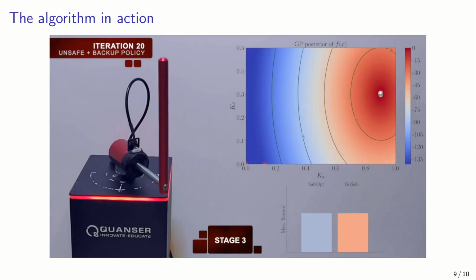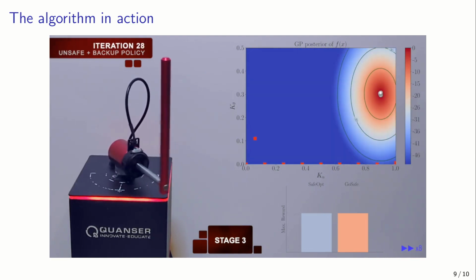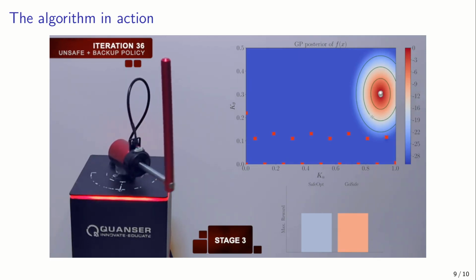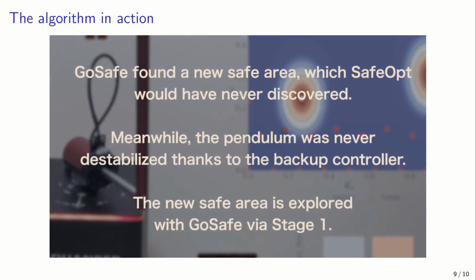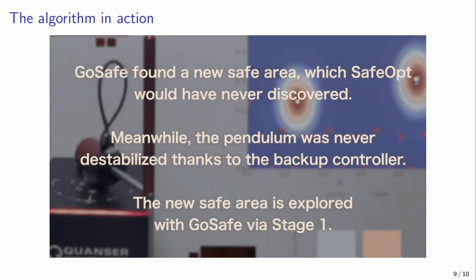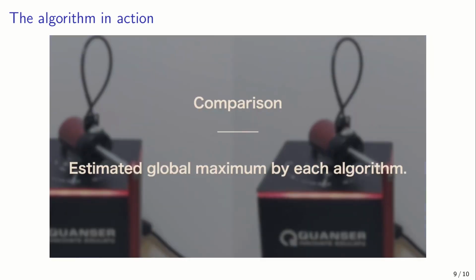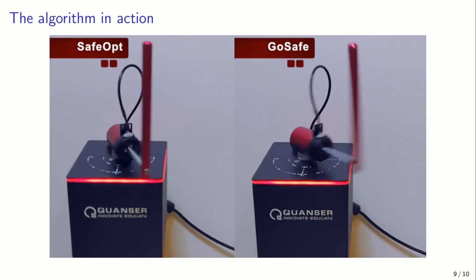Now we explore policy parameters that are potentially unsafe, and whenever we get too close to violating a constraint, we interrupt the experiment and trigger a safe backup policy. And as we can see, the pole actually never drops, so we are always safe. Finally, we can find a new safe region which is disconnected in parameter space, a region that SAFEOPT would not have discovered. Now GoSafe can also explore this newly found safe region, and its reward increases even further, while the one of SAFEOPT is still stuck since it cannot do better than what it finds in the initially given safe region.